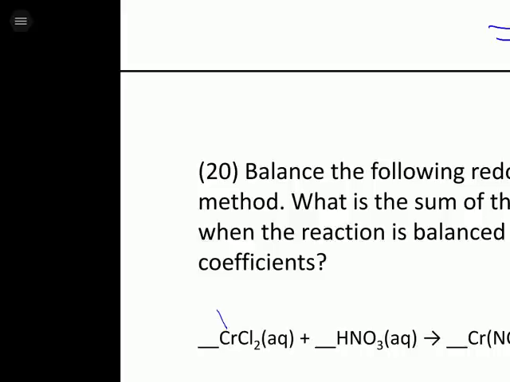So chromium chloride, Cl is -1 in an ionic compound specifically, and this is going to be a +2 cation. So +2 and -1. Nitric acid, we've seen this many times. +1 and -2 for hydrogen and oxygen leaves a +5 for nitrogen. We go to chromium nitrate. So we have 3 nitrates. That means our chromium is +3.